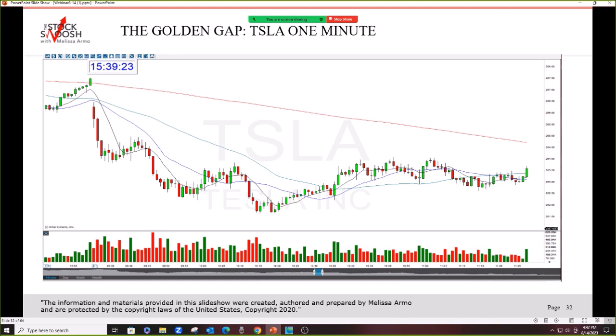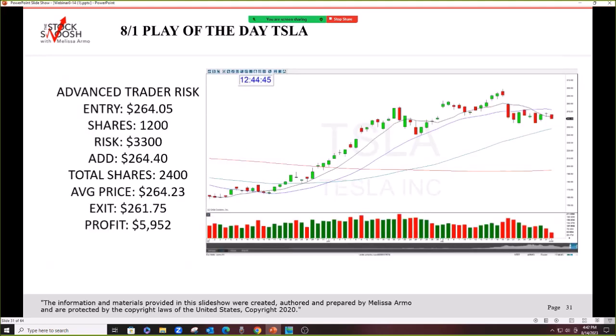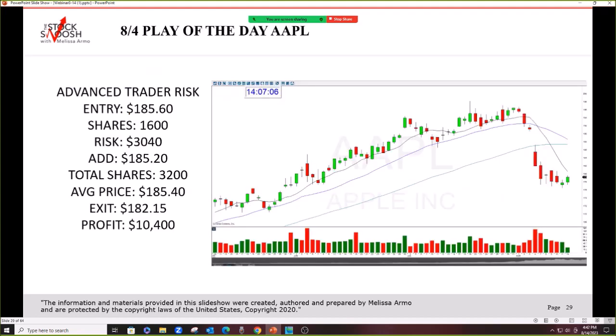Now that doesn't mean I'm holding it to the following Friday. If it has a move in 24, 48 hours, I'm out. You could have got out of that trade the day I called it. You could have got out of it the following day. That Apple though, you actually could have, just going back here, you actually could have held this into the last day of expiration, which was this past Friday.